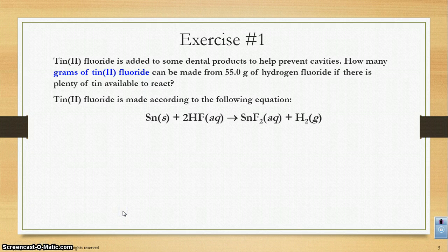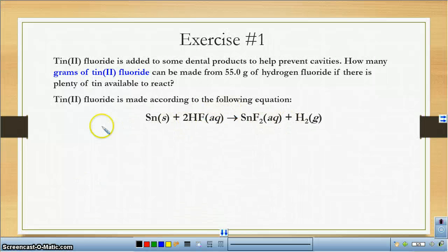So this is the equation that I'm dealing with. Tin 2 fluoride is made according to the following equation, and if you notice, it's already balanced, so that's one step that we don't have to do. So the next thing that we have to do now that we realize that it's balanced is we have to write down the information underneath each individual compound. So it's added to some dental products to prevent cavities. That's not necessary for our problem. How many grams of tin 2 fluoride, so here's tin 2 fluoride, and I want to know grams, can be made from 55 grams of hydrogen fluoride, which you know is actually hydrofluoric acid, so 55 grams.